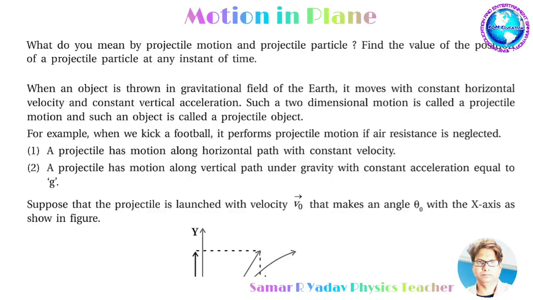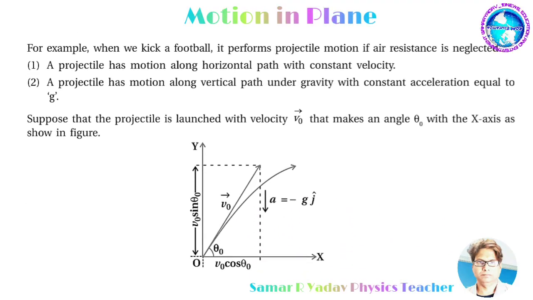If air resistance is neglected, first, a projectile has motion along the horizontal path with constant velocity. Second, a projectile has motion along the vertical path under gravity with constant acceleration equal to g. Suppose that the projectile is launched with velocity v0 vector that makes an angle theta 0 with the x-axis as shown in the figure. You can see in the figure.